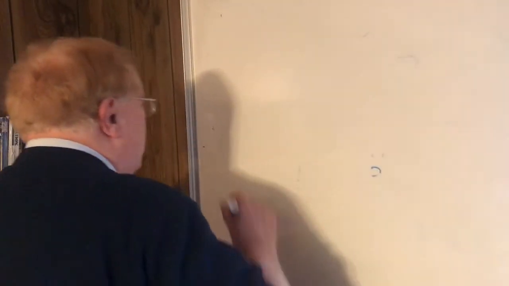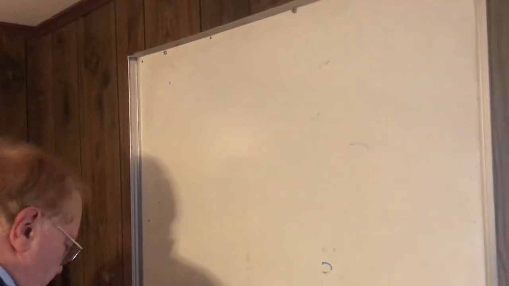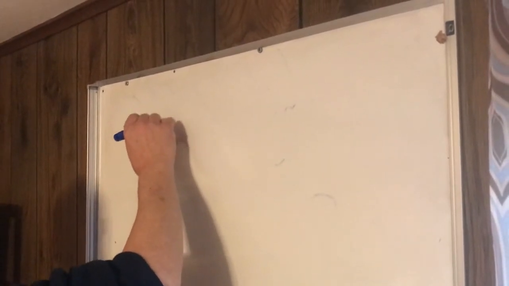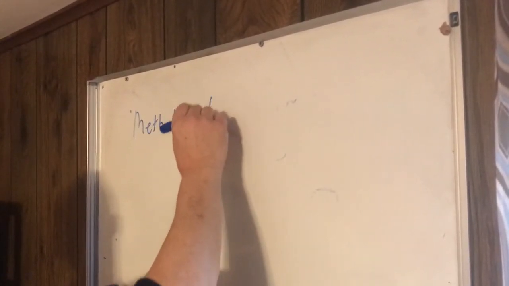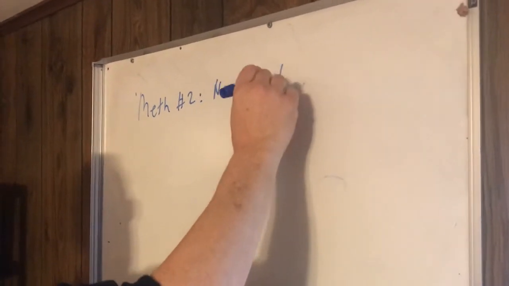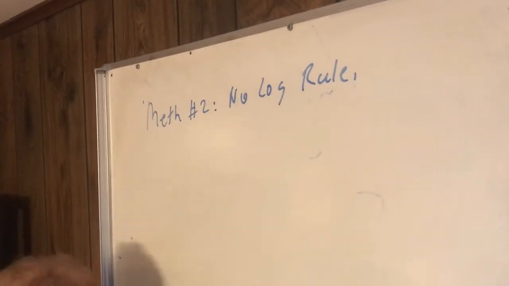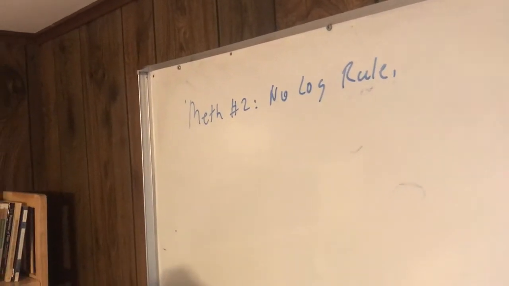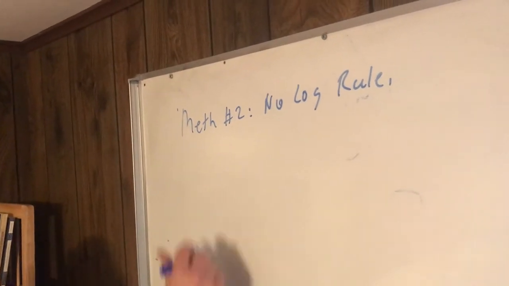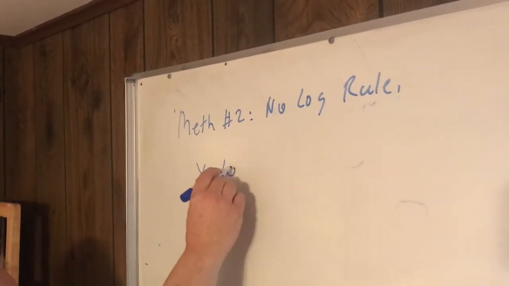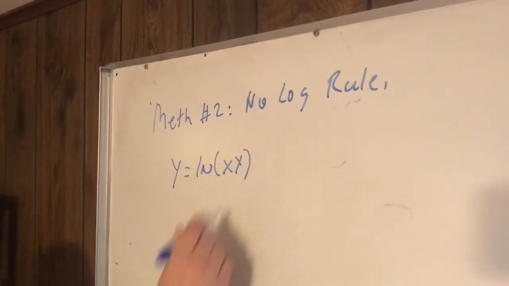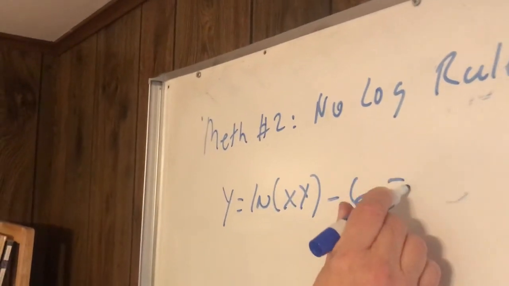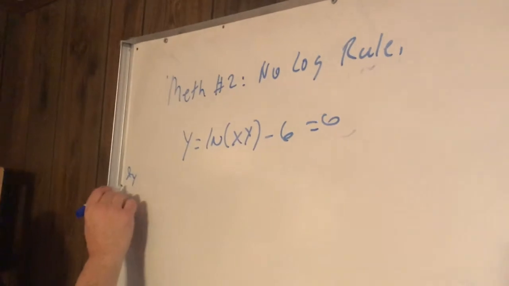Okay, so this is method number 2. Works better with the top off. Okay, method number 2, no log rule. I know some of you would avoid log rules at any cost. So let's see, we had y equals the natural log of xy, was that minus 6 or plus 6? Minus 6 equals 0. So you want to find dy/dx.